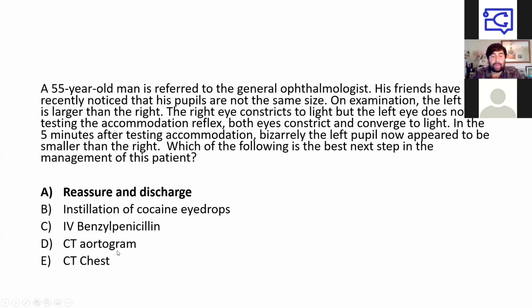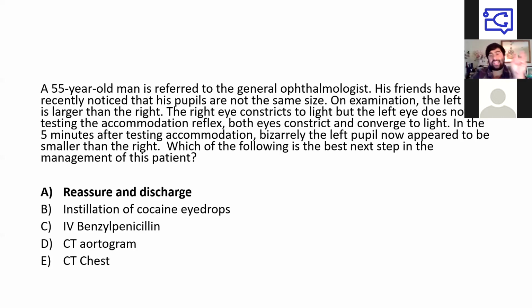A CT angiogram might be relevant for patients with tertiary syphilis. These patients can sometimes have thoracic aortic aneurysm. So that might be relevant, but obviously it's the wrong answer here. And then chest CT. So that again might be something you do if someone had a Horner syndrome and you thought that there might be thoracic pathology causing an oculosympathetic paresis. So again, not the right answer here.